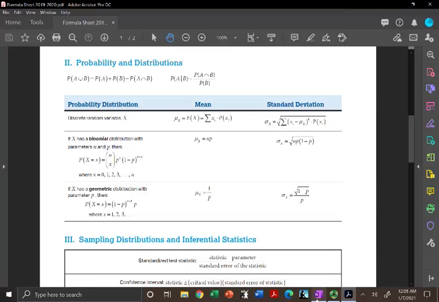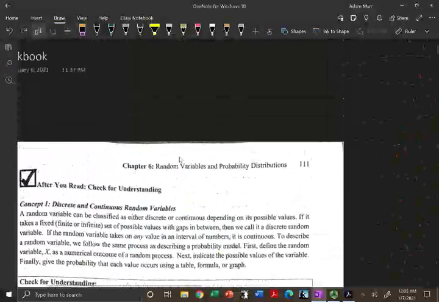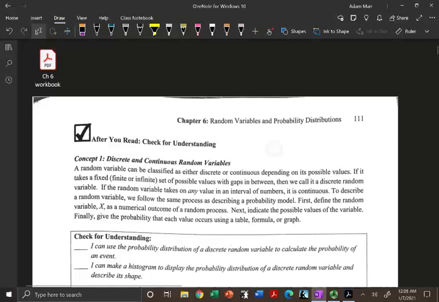I just want to go over 6.1. Okay, so this is the workbook on 6.1, and I'm now on page 111.